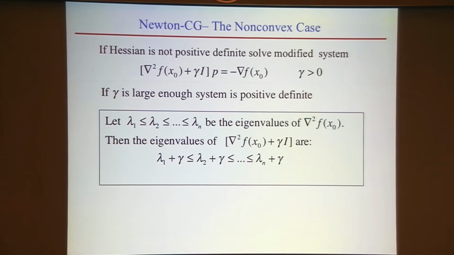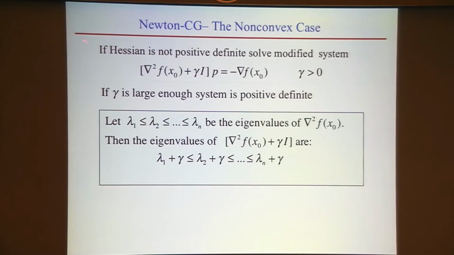And here is a very simple linear algebra observation. If I have any matrix and I add a multiple of the identity matrix to it, the eigenvalues of the original matrix get shifted by gamma. So if gamma is larger than the smallest eigenvalue of the matrix, then this matrix becomes positive definite. And so here is one very popular technique for applying Newton's method in the non-convex case.